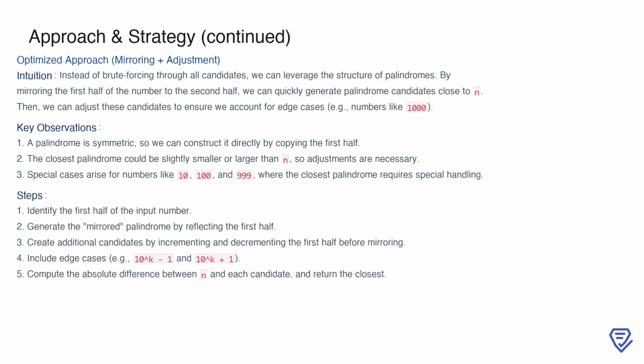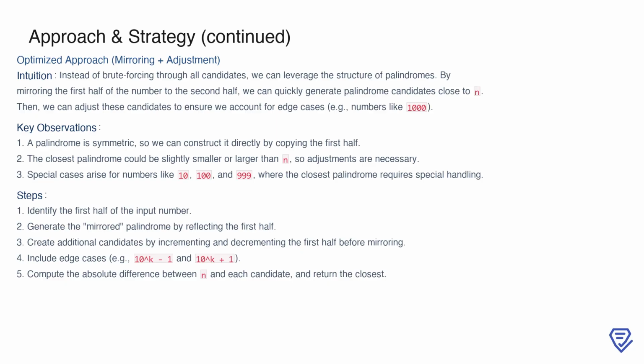An optimized approach builds on the structure and properties of palindromes to reduce unnecessary computations. Instead of testing every possible number around n, we can directly generate palindromes by mirroring the first half of the input number to create symmetry. This significantly narrows down the candidates we need to evaluate. However, to ensure we don't miss the closest palindrome, we need to adjust these candidates, accounting for cases where the closest palindrome may be slightly smaller or larger than n. For example, special cases like powers of 10, such as 1000, require additional handling.